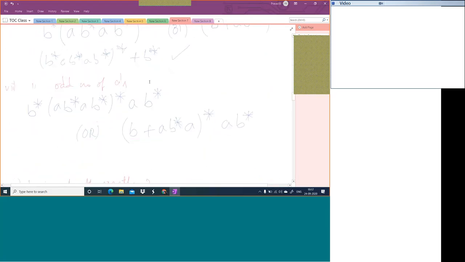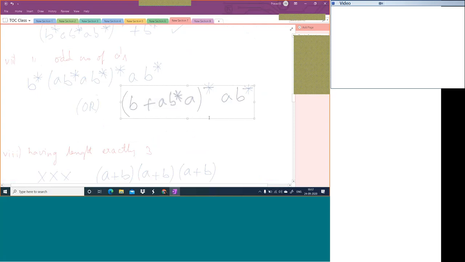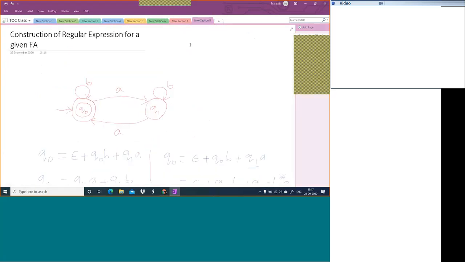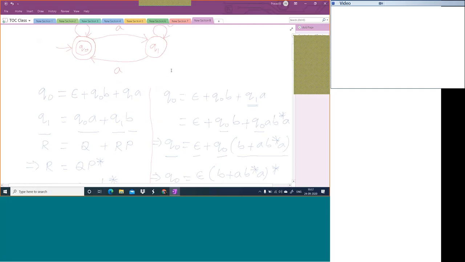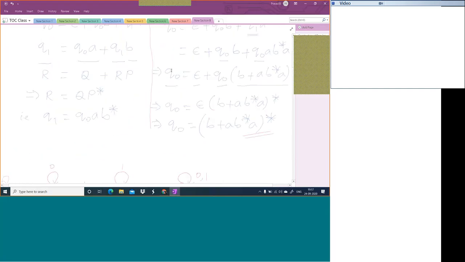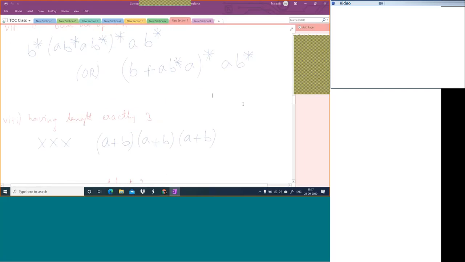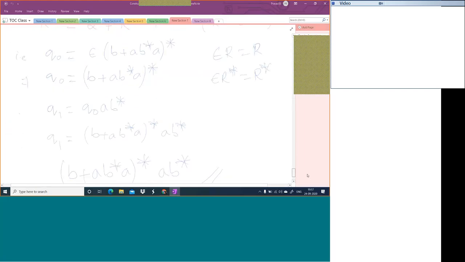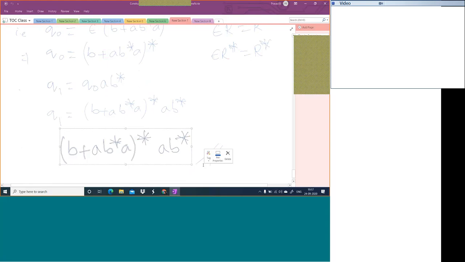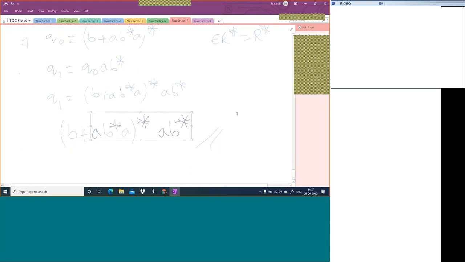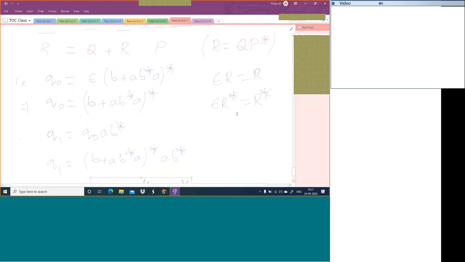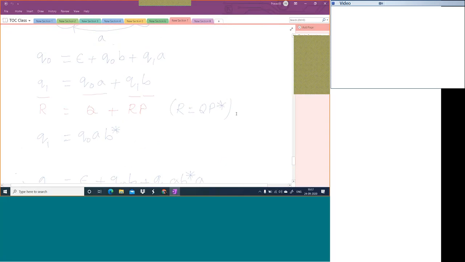Look at this, odd number of cases. B plus AB star whole star followed by AB star. The same we got. Okay, so now copy this one.